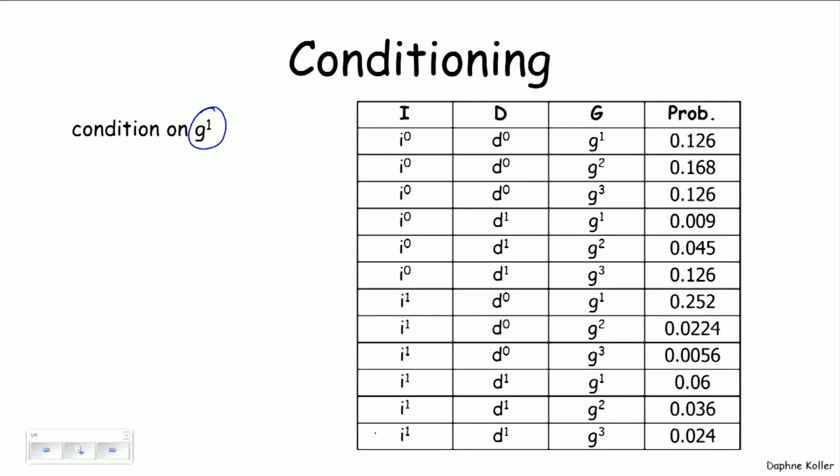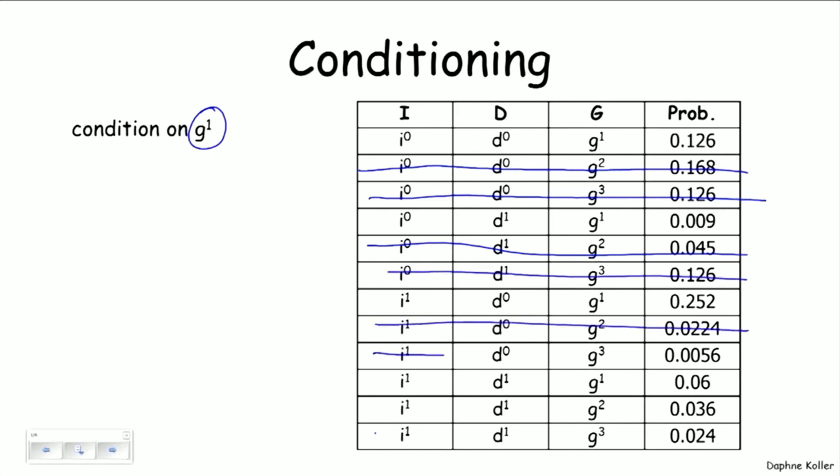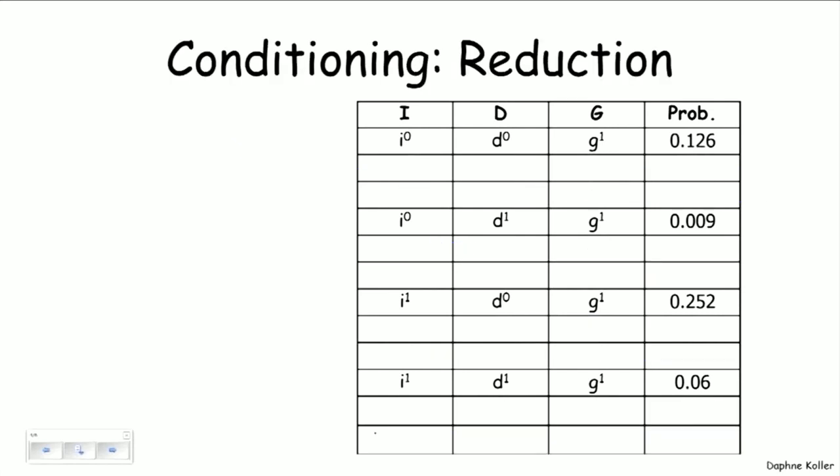And that immediately eliminates all possible assignments that are not consistent with my observation. So everything but the g1 observations. Okay? And so that gives me a reduced probability distribution. And so this is an operation that's called reduction. I've taken the probability distribution, I've reduced away stuff that is not consistent with what I observed.